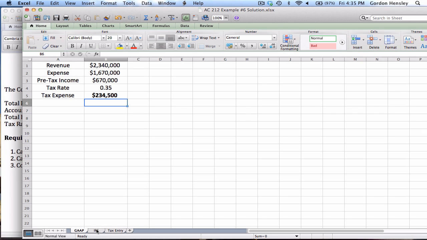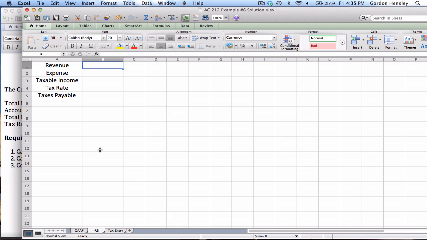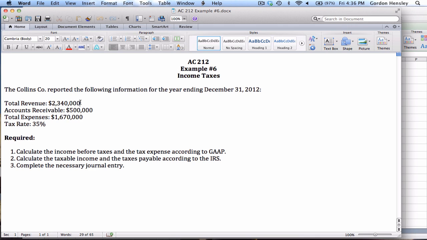Now for part 2, I'm going to redo this, only this time it's going to be under the IRS rules. I'll have revenue again, expenses, that'll give me the taxable income, and then I'll have the tax rate once again, and that will give me taxes payable. And notice how some of this terminology has changed because this is terminology according to the IRS. Now right off the bat, I want revenue. Here's where I have a little bit of a problem. The IRS sees revenue a little bit differently than GAAP. The total revenue is $2,340,000.